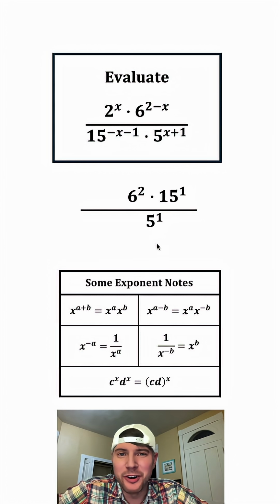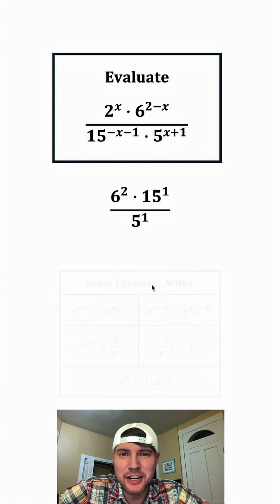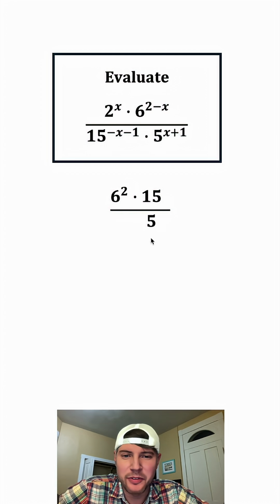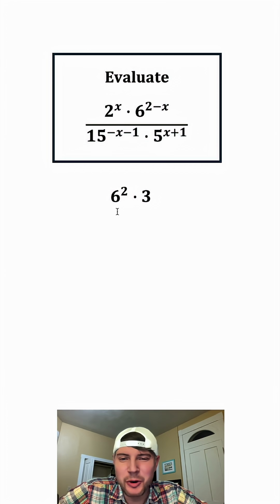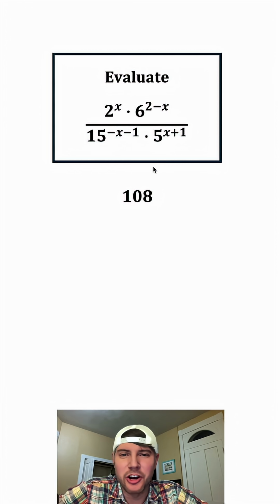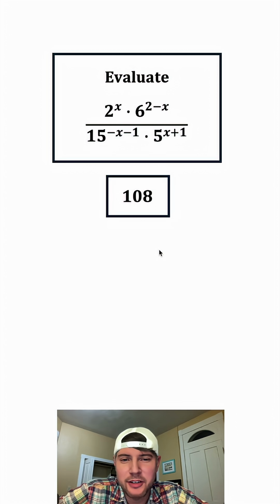And now we've gotten rid of all the x's, so this is just going to be a number. The 1 exponents aren't doing anything. 15 to the 1 is 15, and 5 to the 1 is 5. And then 15 and 5 are both divisible by 5, so this simplifies to 3. 6 squared is equal to 36, and 36 times 3 is 108. This is the answer to our question. All of this will simplify to 108. Let's put a box around it.